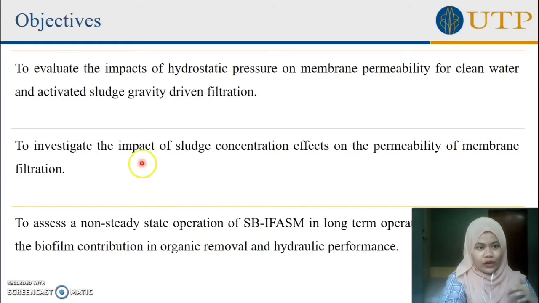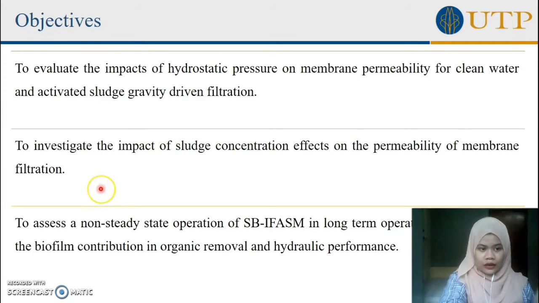After that, for our objectives, there are three objectives to be presented in this FYP. First, to evaluate the impacts of hydrostatic pressure on membrane permeability for clean water and activated sludge gravity-driven filtration, where we will implement three different pressures, which are 2.2, 3.2, and 10 kPa. Then we will also investigate the impact of sludge concentration on the permeability of membrane filtration, where three different concentrations are measured: 100%, 50%, and 25% concentration of activated sludge.